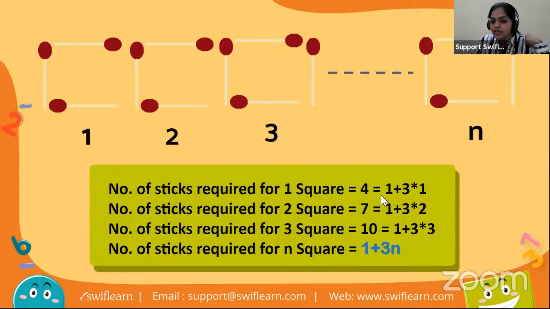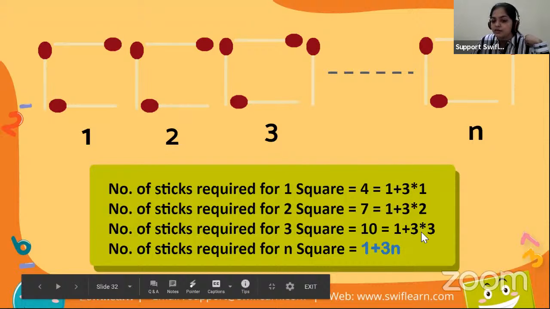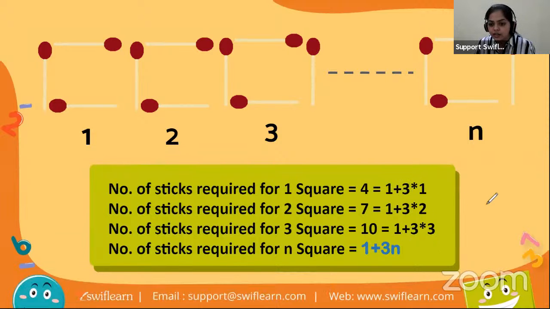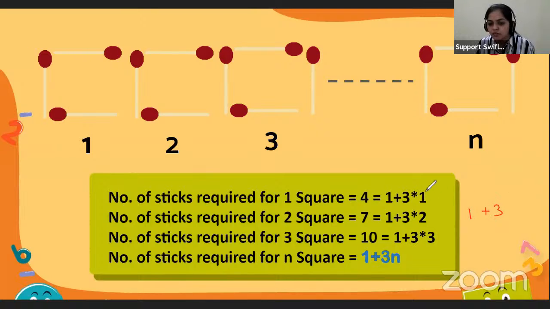What pattern? The 4 will be equal to what? 1 plus 3 into 1. 7 will be equal to what? 1 plus 3 into 2. 10 will be what? 1 plus 3 into 3. So can we write our pattern like this? Because the 1 is constant here, and 3 is also constant, and this value changes 1, 2, and 3. So we can take this value as n, where n varies, it is a variable. So we see here we have found the algebraic pattern as 1 plus 3n.